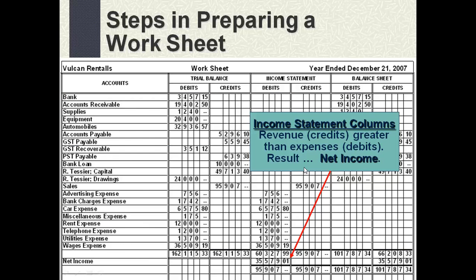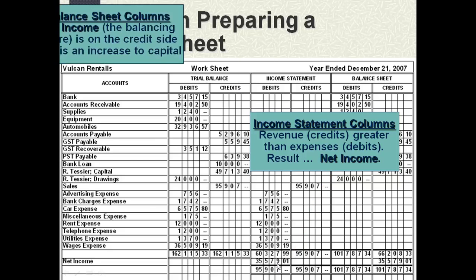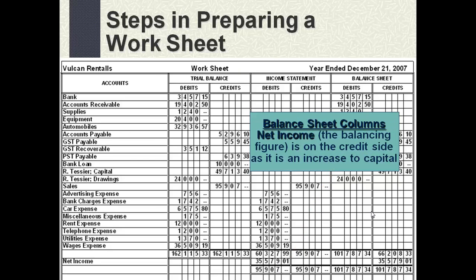So in this example, our revenue, the credits, is greater than the expenses, which is debit, so it's a net income. For the balance sheet, the net income, the balancing figure, is on the credit side because the net income increases capital. Now, if we had a net loss, that would be decreasing capital and would be recorded on the debit side. So these numbers must be the same because that is our capital amount.